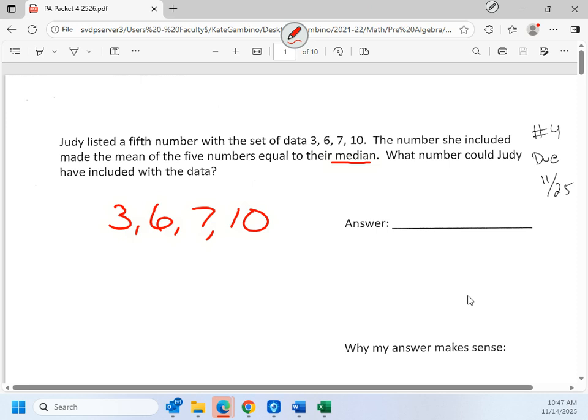Like I said, there are a couple of numbers that will work. A little trial and error. But it has to match. It can't be 6.5 and 6. Oh yeah, it matches. No, it doesn't. 6.5 is not 6. They have to match exactly. Okay. Mean and median.